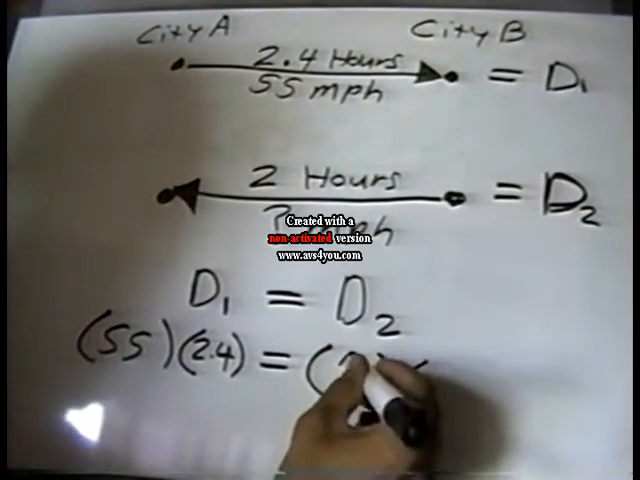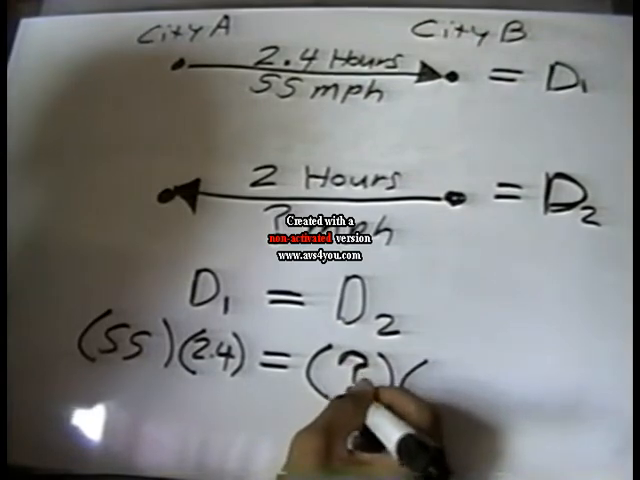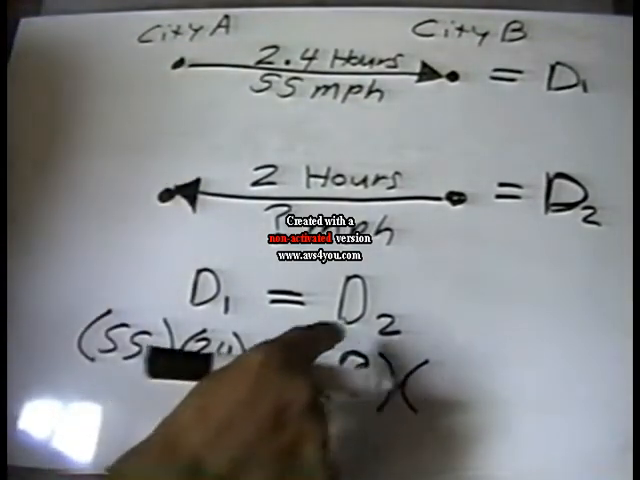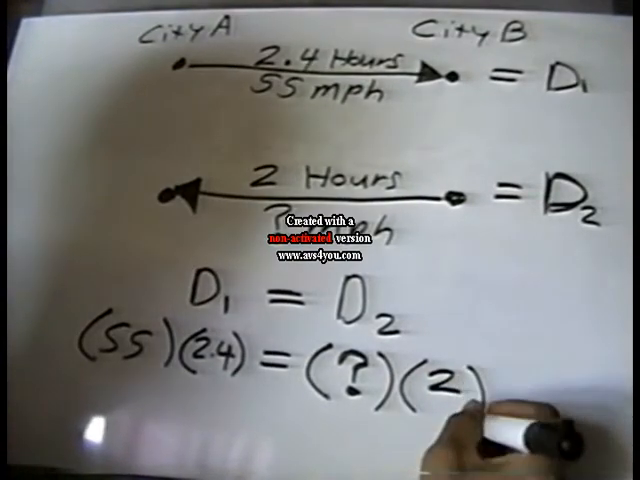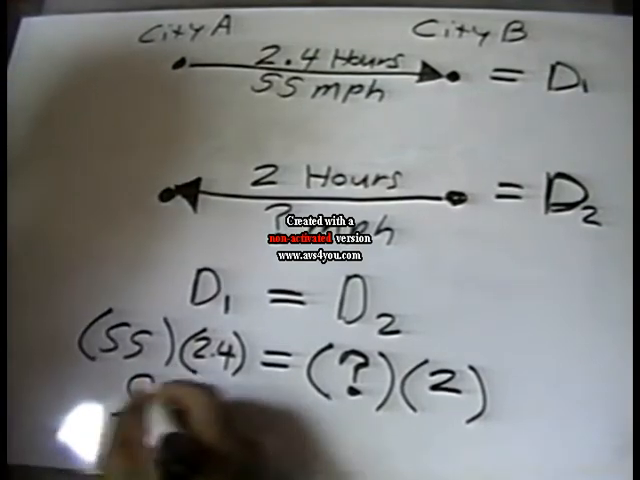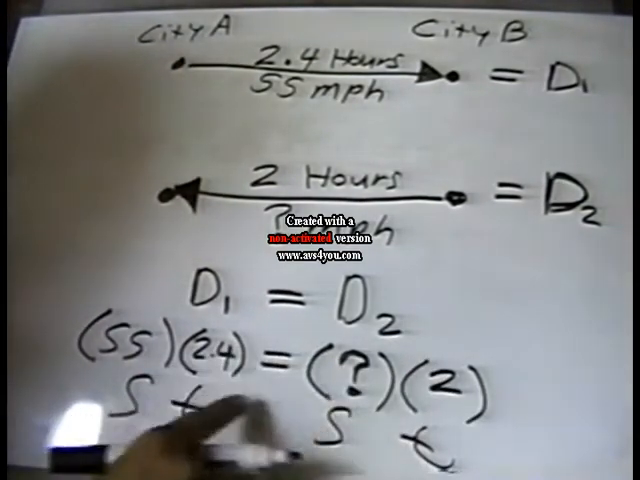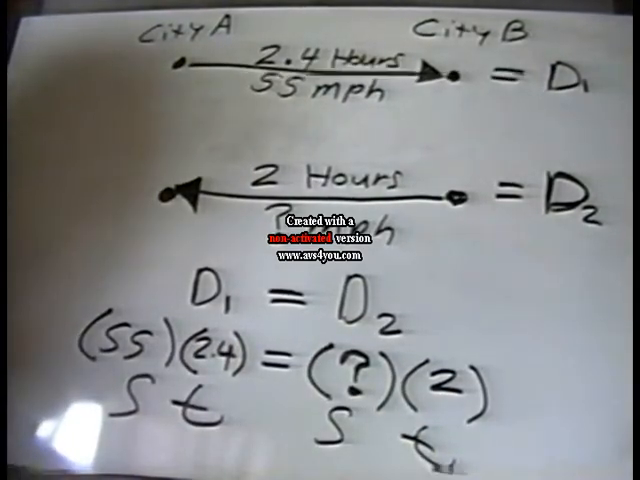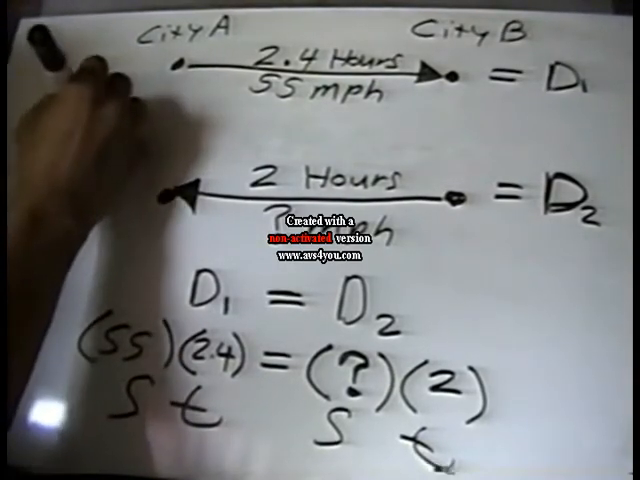trip. And for the second trip, our speed is unknown, so we can write X. You could also write a question mark. You could still write the same question mark, but we'll write X. We'll just use question mark, because that represents unknown. That's what we're looking for.